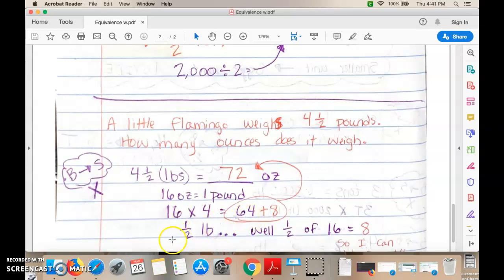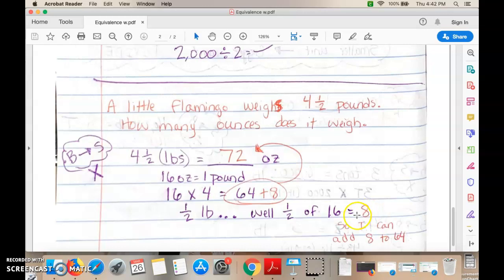But now I need to figure out that half pound. How am I going to figure that out? I'm going to take half of 16, because 16 ounces equals 1 pound and I want half of a pound. So 16 divided by 2 would be 8. That half pound is 8 ounces. So then I can add that 8 ounces onto my 64, and 64 plus 8 is 72. So don't let the half freak you out. Ask yourself, how many ounces make a pound? How many pounds make a ton? And then half that.